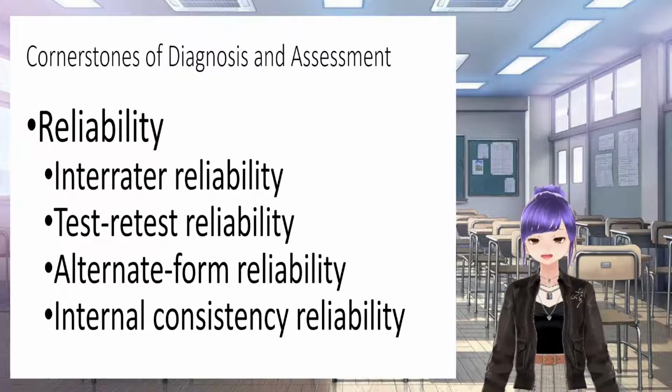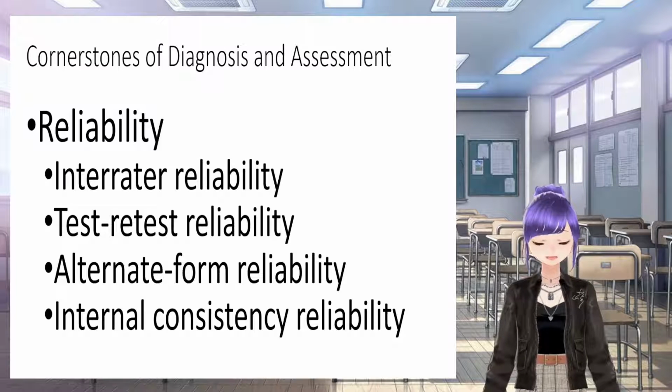So when we say reliability, it is the consistency of measurement. So how consistent are the signs and symptoms in that certain person before we can ascertain that that person has depression, has bipolar, has schizophrenia. So there are different kinds of reliability. The first one is inter-rater reliability.